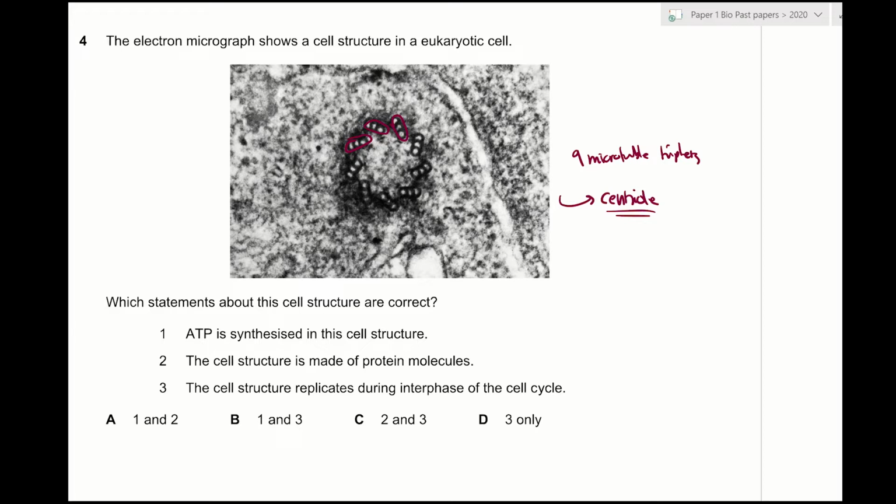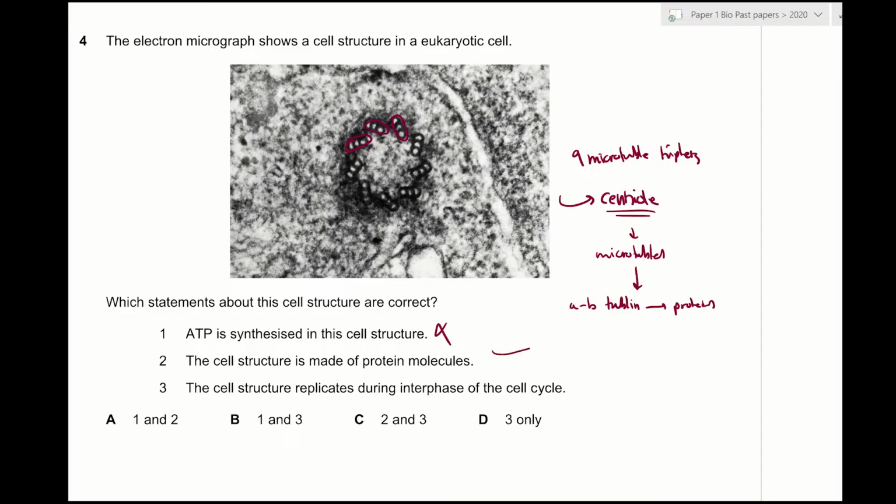Now, as we know that centrioles are made of microtubules, and microtubules are made of polymerized tubulin monomers, alpha and beta tubulin, which are indeed proteins. Therefore, centrioles are made of proteins. Now let's see the suggestions that we have here. 1. ATP is synthesized in this cell structure. As we said, these are proteins, and this is a centriole. It's not the mitochondria or the chloroplast. Therefore, ATP is not synthesized in this structure. For 2, the cell structure is made of protein molecules.